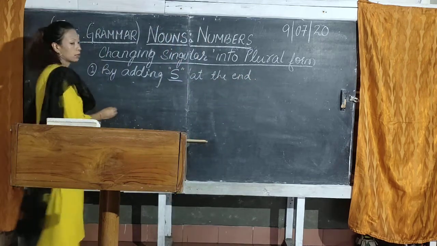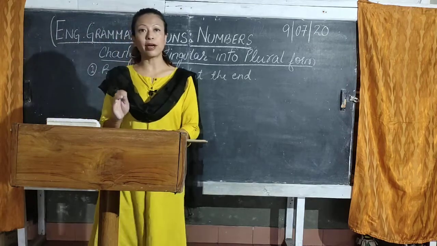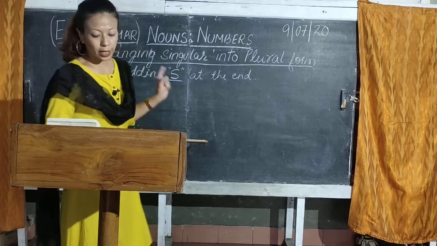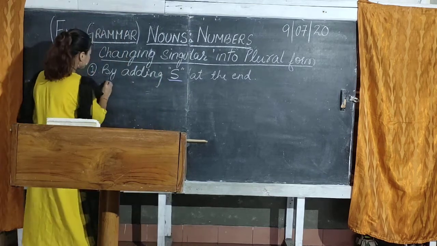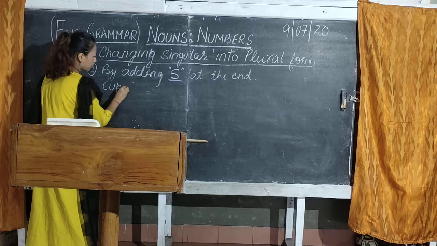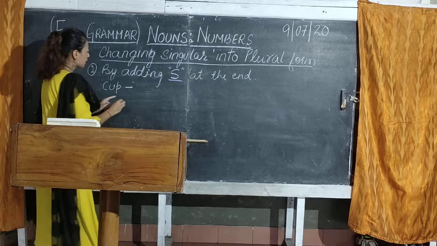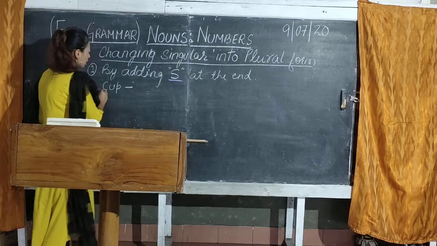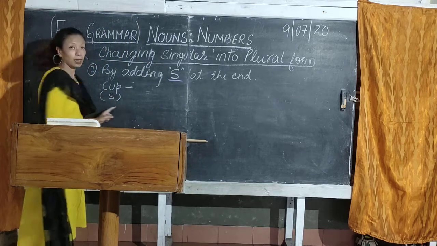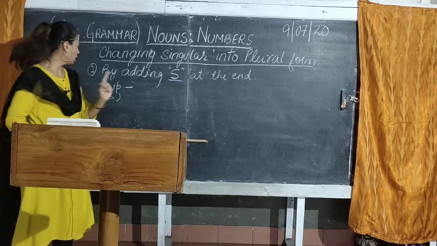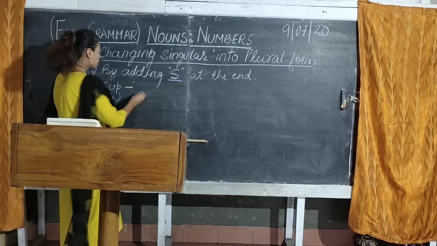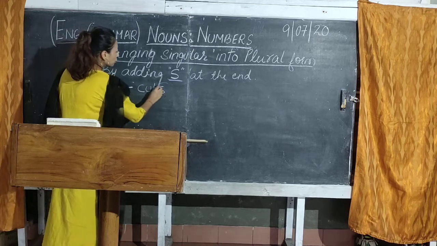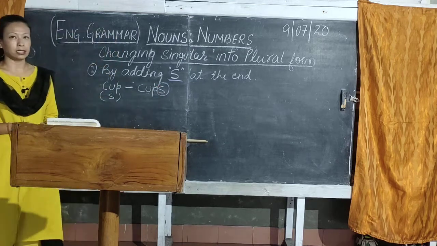If you have the books, I'm going to refer to the examples from the books. The first example is cup. One cup, this is singular. Many, so you just have to add s: cups. So you are adding just s here.